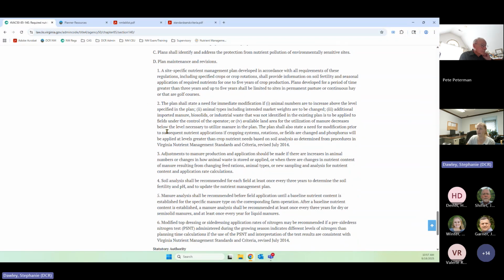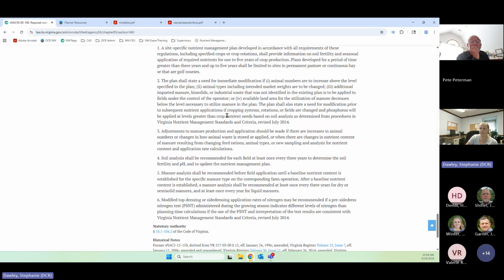And the last section is about plan maintenance and revision. Generally, when you're working with plans in general, it's 3 years. Manure plans, it's definitely 3 years. If you're doing a situation that's in constant grass, it can potentially be a 5-year plan, but you're going to be updating those plans every 3 to 5 years, essentially.